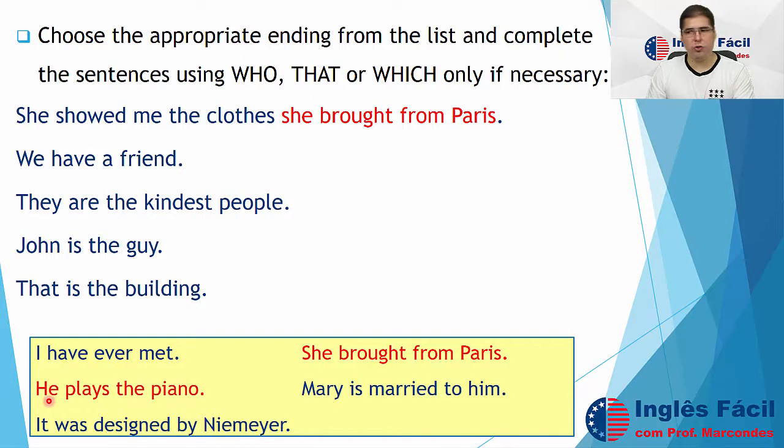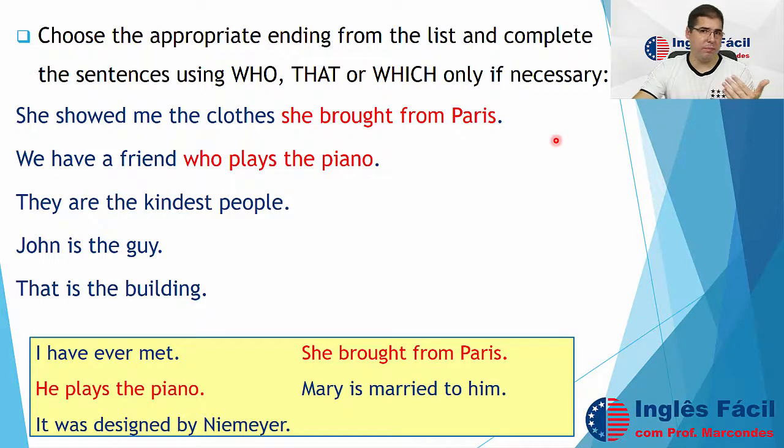So we have to use either who or that. Remember? So we're going to say, we have a friend who plays the piano. We have a friend that plays the piano. No problem, both are correct. He plays the piano, so I have to use either who or that, okay?